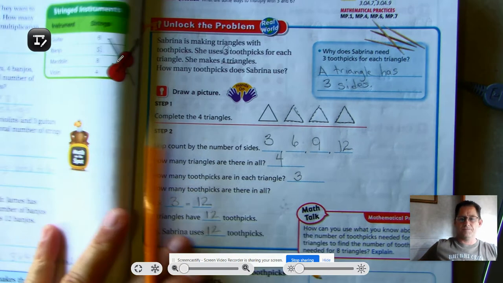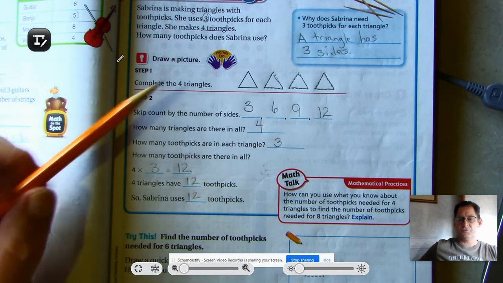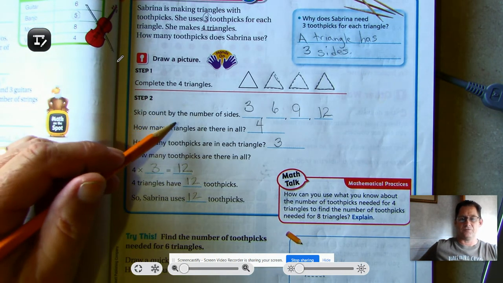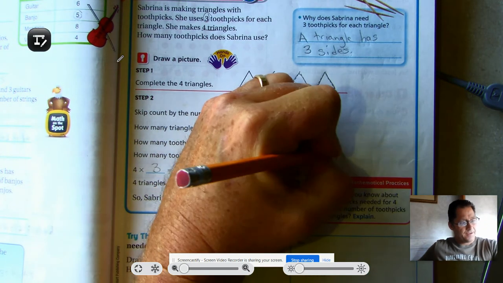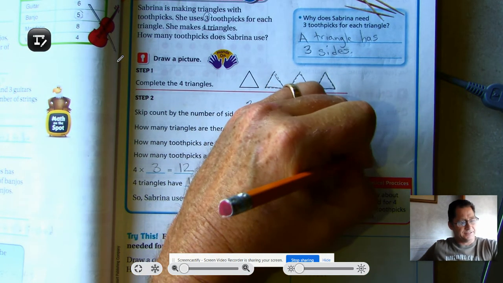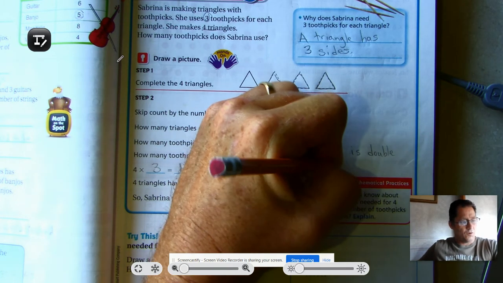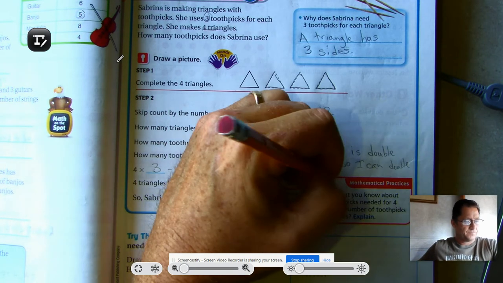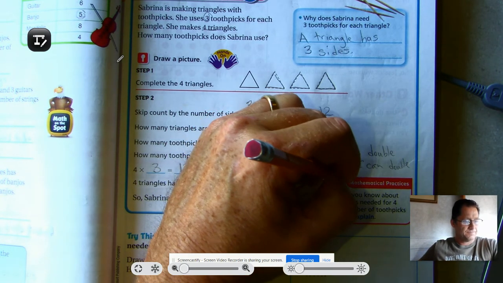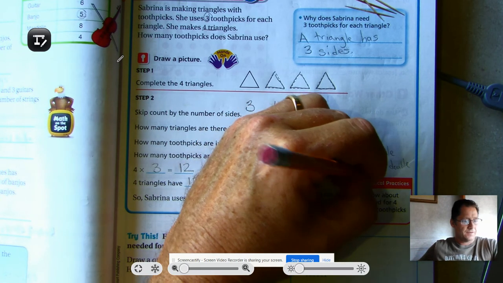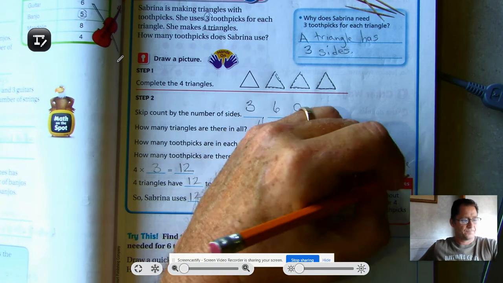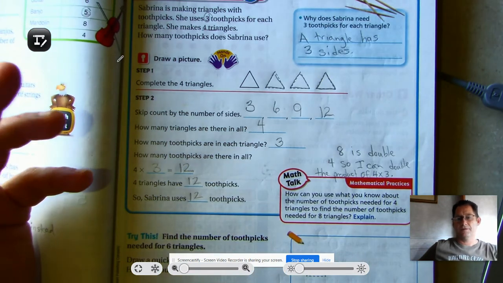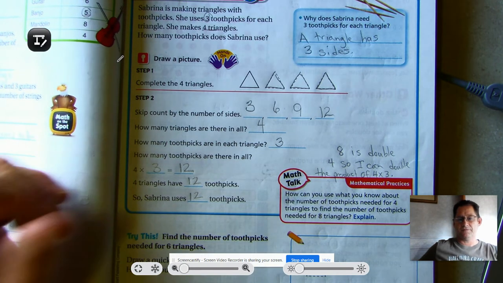In our math talk problem, it says, how can you use what you know about the number of toothpicks needed for 4 triangles to find the number of toothpicks needed for 8 triangles? Well, 8 is double 4, so I can double the product of 4 times 3. If 4 times 3 is 12, then 8 times 3 is just 12 plus 12.